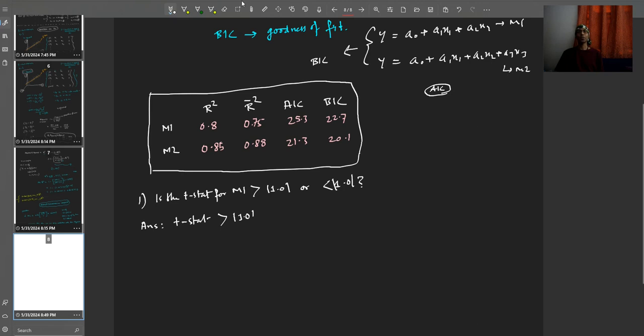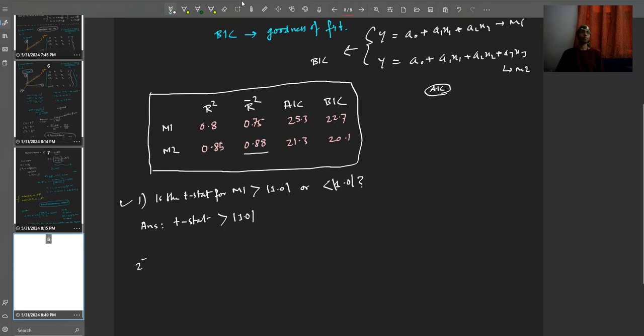Why do we say so? Because you see, in this model, there are two variables, a1x1, a2x2. Here, you have added one more variable, a3x3. And you see the adjusted R square has increased in model 2. It was 0.75, it has become 0.88. So this means the magnitude of t-statistics has to be greater than 1, because only in that case does addition of a variable lead to an increase in the adjusted R square value. This is question number 1.